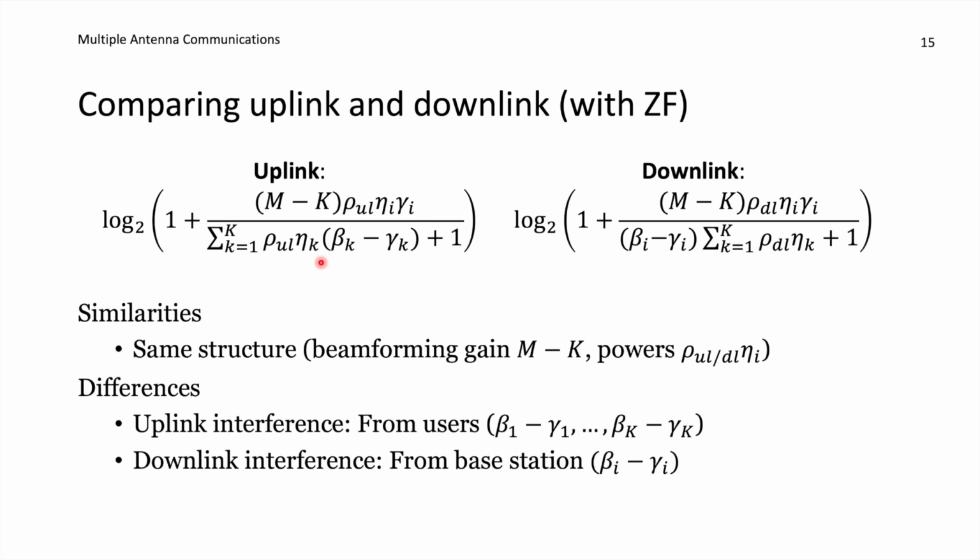in the downlink. In the uplink, the interference comes from the users. They are the ones transmitting. So the interference that has to do with the signal from user k is actually transmitted over the channel from user k, and that is why we get beta k minus gamma k showing up here, the estimation error variance for user k. While in the downlink, all of the signals that are reaching user i come from the same channel from the base station. So that's why we have beta i minus gamma i for all of the signals, even if they are meant for different users. Then we have the same noise variances in both cases.